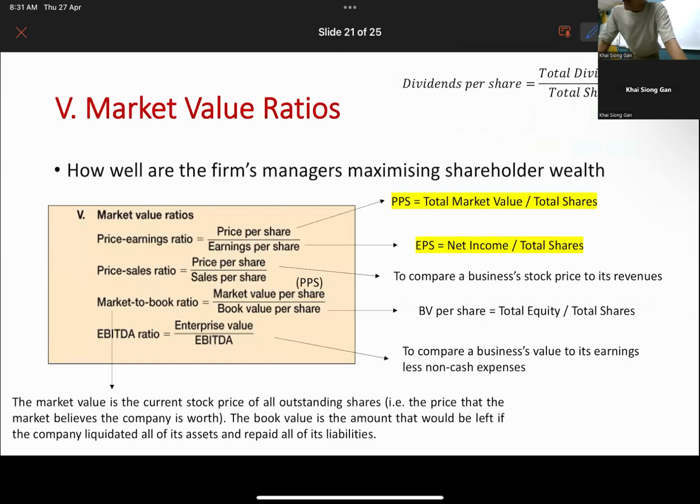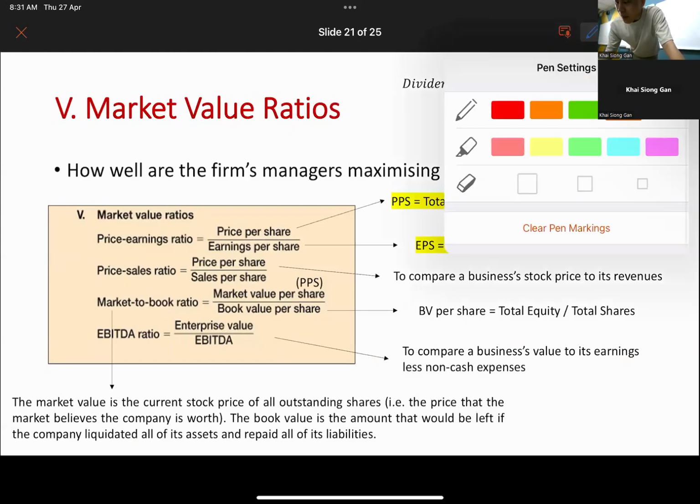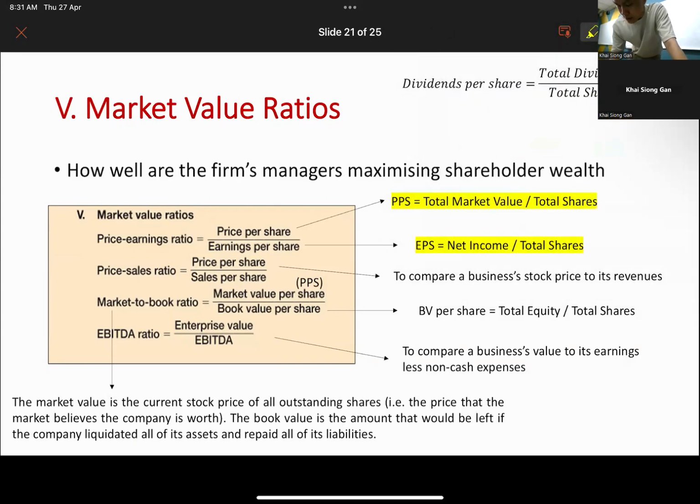Okay, the next one here is market value ratios. First one here is the PE ratio. PE ratio, I feel that it's quite important because this one not only will you be using it for assignments, you will be using it for your real life purposes as well. When you start investing, I feel that most of the time the PE ratio is something that you will look into.